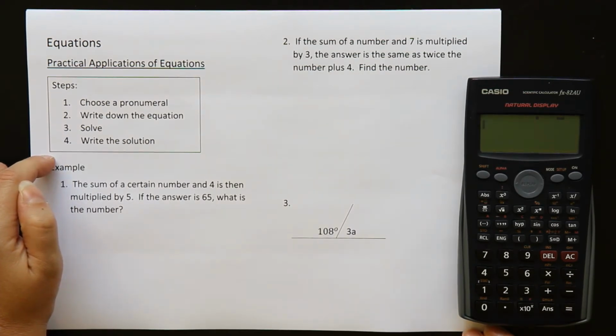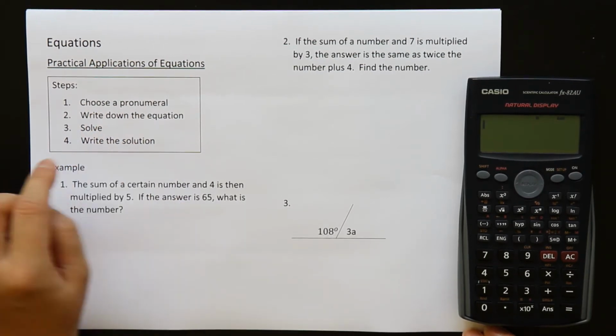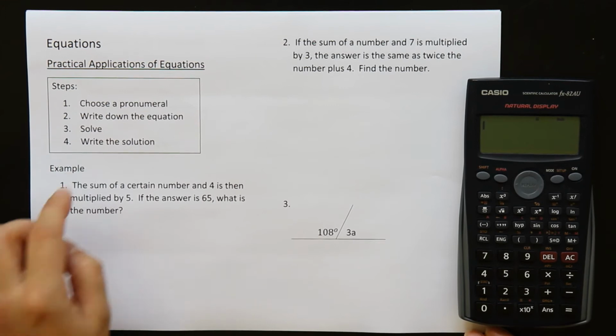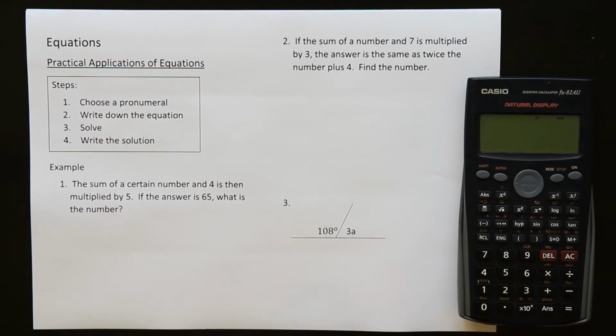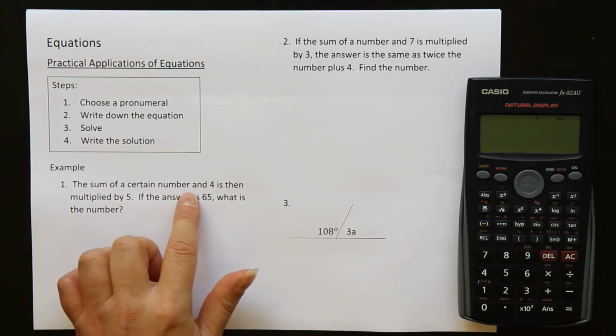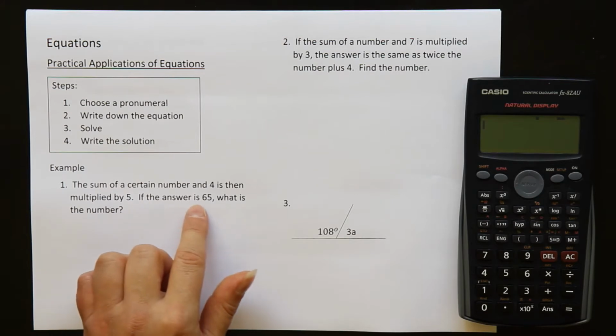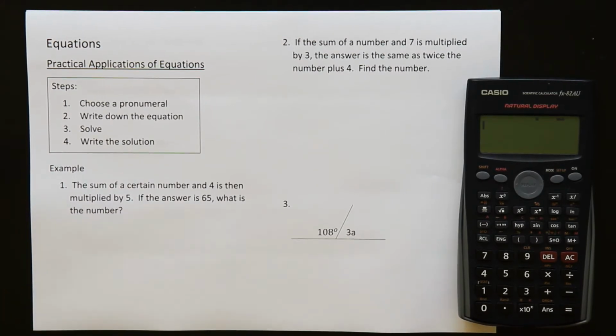To solve these equations, you need to choose a pronumeral. Number 2, you'll have to write down the equation. Number 3, solve the equation. And number 4, write the solution. So we'll be working through those steps together. Let's have a look at question number 1. The sum of a certain number and 4 is then multiplied by 5. If the answer is 65, what is the number?